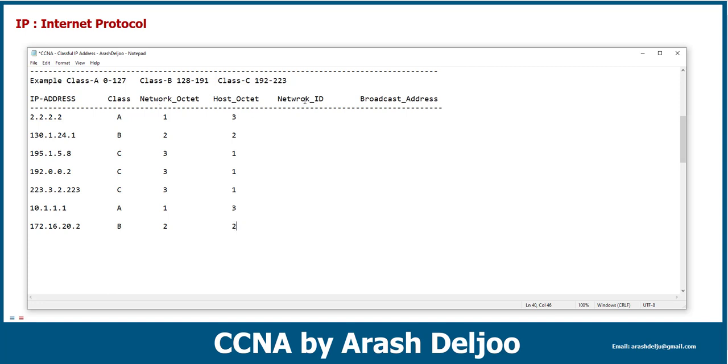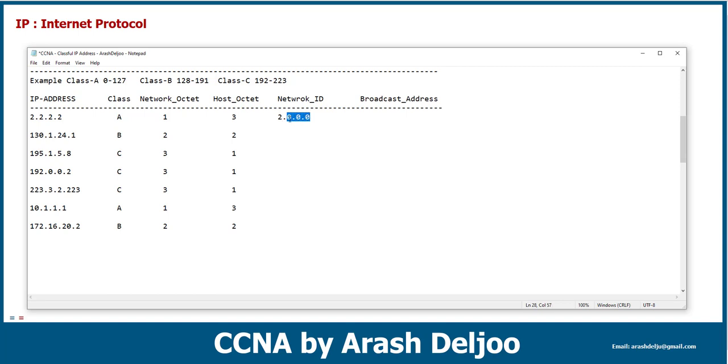After that, we need to find the network ID. You know that the network ID means we need to use all of the host bits as 0. For example, for quad 2, because in quad 2 we have only 1 network octet, we need to use 0 for all of the host octets, or all of the host bits. Here we can say the network ID is 2.0.0.0. Why? As you know, octet 2, octet 3, and octet 4 are the host octets.